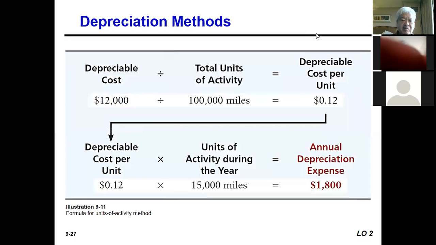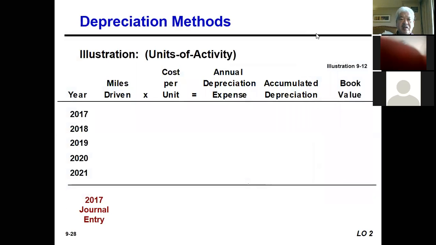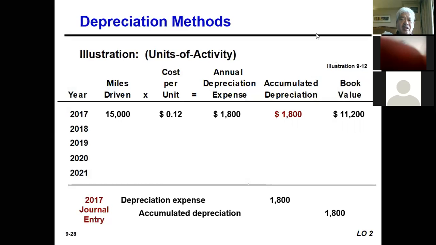So you see there in year 1, 12 cents a mile. We drive for 15,000 miles. We get $1,800 of depreciation expense. So here, again, looking at the relative amounts, and looking at the journal entry, the depreciation expense is 1800 and the accumulated depreciation is 1800.